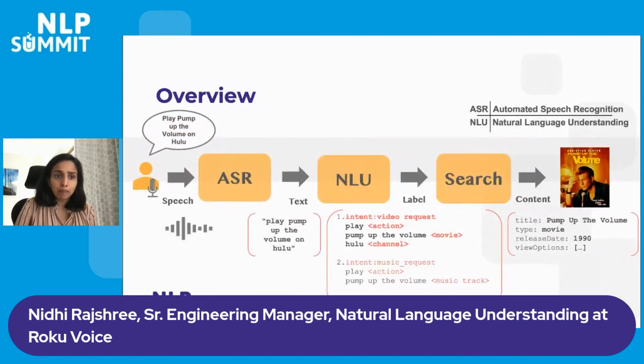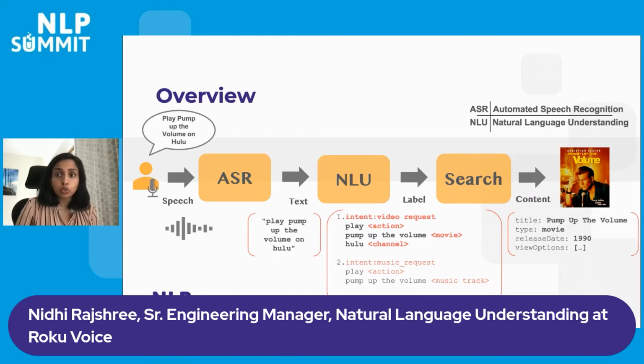So next, we're going to look at a high-level overview of the system in order to set up some context. And then I'm going to use this system diagram to walk through the different challenges which are faced in meeting those three objectives. And this is an extremely simplified version of an SLU system. As a first step, what you see here is that the user issues a voice command, "play pump up the volume on Hulu." And then there is an automated speech recognition system that takes the speech and converts it into text or transcription. In this case, the ASR does a good job and it gets it right.